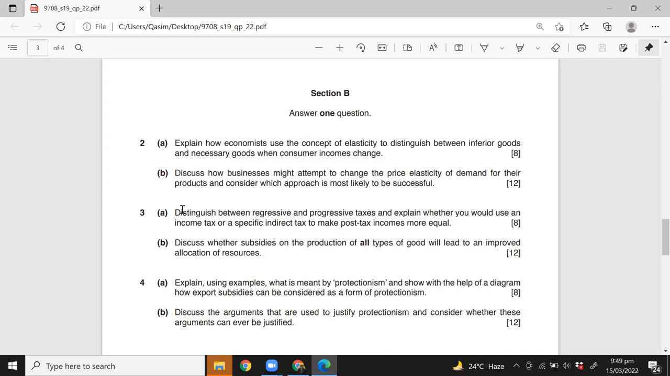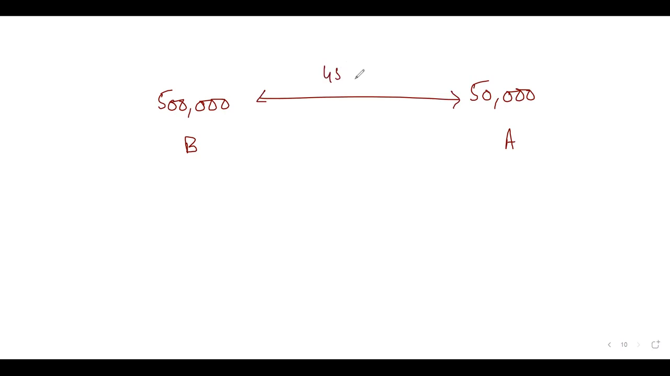Now, to make post-tax incomes more equal, basically it means that if someone is earning 50,000 rupees per month, and on the other hand, someone is earning 500,000 rupees per month, so this guy is earning this much, and another guy is earning this much. So the question is that if government wants to reduce the gap, right now there's a difference of 450,000 rupees per month. That's the gap between the incomes of the two people. If the government wants to reduce this gap, making post-tax, after-tax incomes more equal.